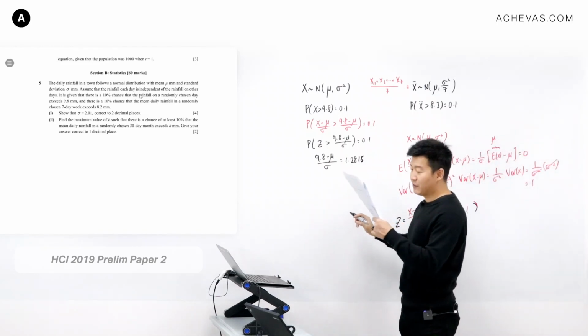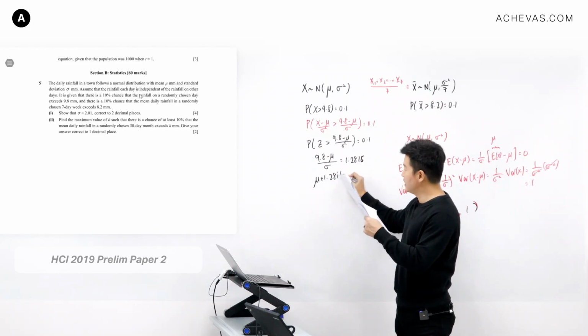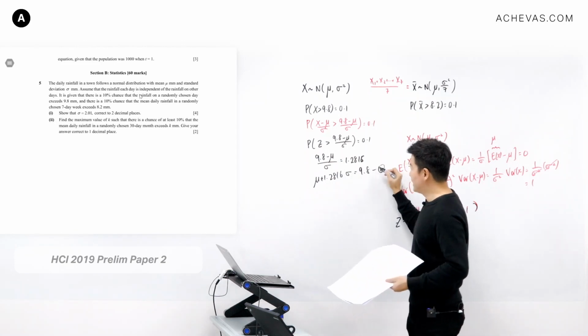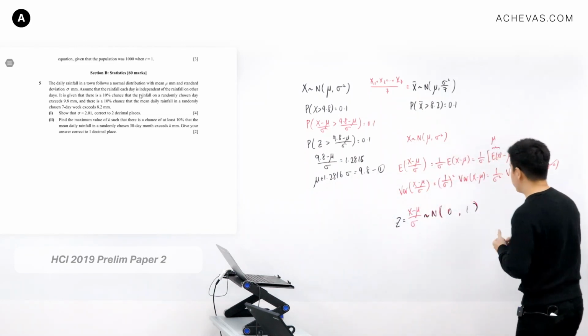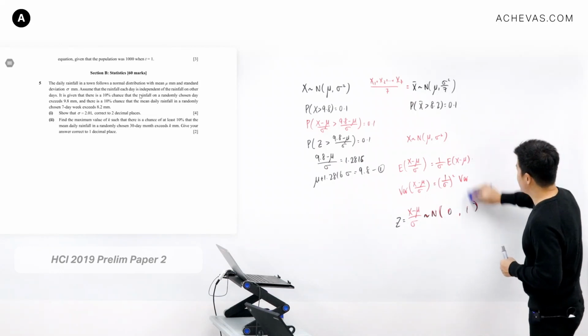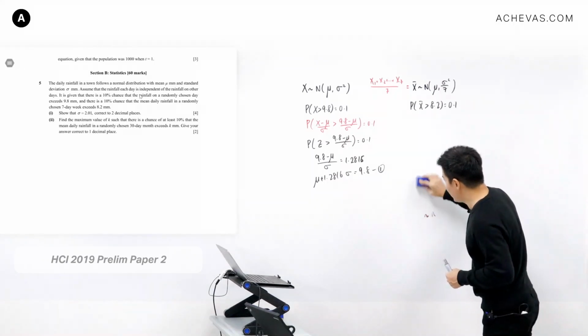So it's going to get me my first equation. My first equation is mu plus 1.2816 sigma is equal to 9.8. This is my equation number 1. Because this first part is very standard and very simple, I am going to skip part of the question.